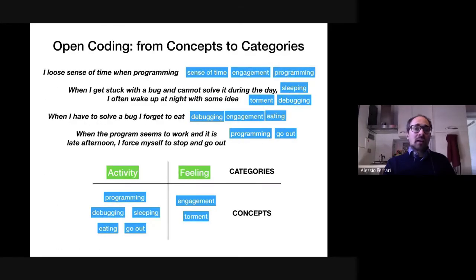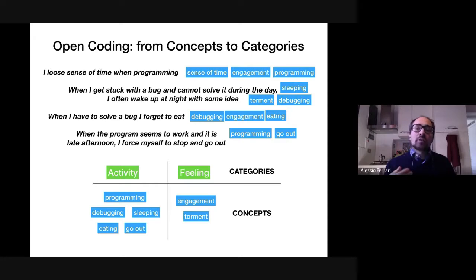Open coding: passing from concepts to categories. Again, let's start from the sentence before. I start from that sentence and I see that I lose sense of time while programming. Here, I have labeled it with sense of time, engagement, and programming. Then throughout the other interview, I see that someone is saying, when I get stuck with a bug and cannot solve it during the day, I often wake up at night with some idea.